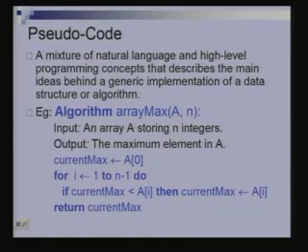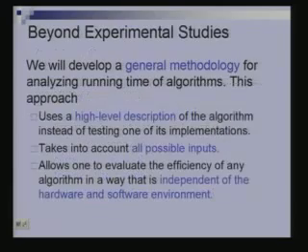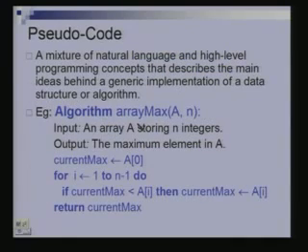Okay, so I said we'll give a high level description of the algorithm, right? This very first point here. So what is this? This brings me to what we'll call pseudocode, and this is how we are going to be specifying all our algorithms for the purposes of this course.